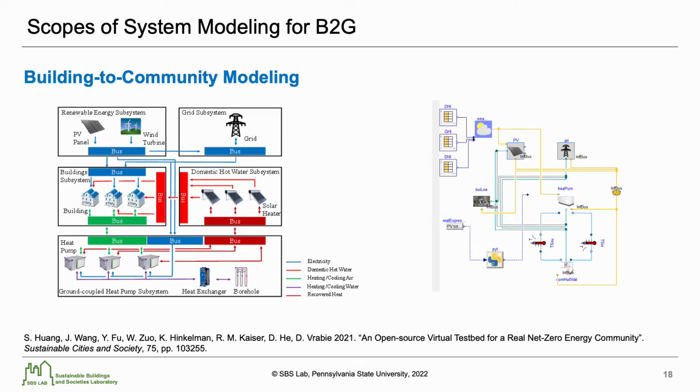The system model can also be applied to a larger scale, which is community scale. So this slide shows the study by Huang et al. They studied the modeling of a net zero energy community by including the PV system, building thermal system, heat pump system, and domestic hot water system.